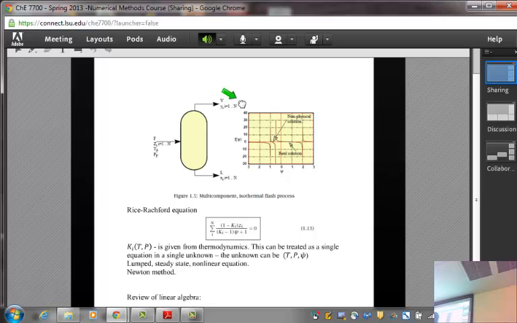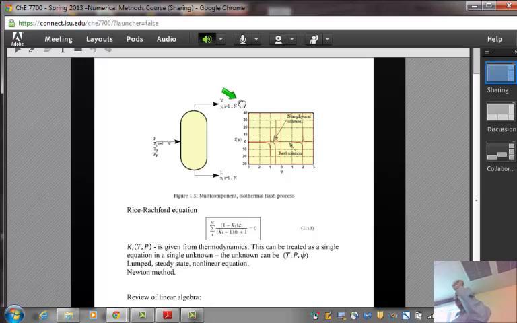Zi is the feed composition, which is known, and Ki are the equilibrium ratios. If you know the temperature and pressure, you know what the K's are. So in a specification, if I give you temperature and pressure of this flash drum, immediately I go and calculate all the K values, and they are known. So the only unknown in that equation is psi, the vapor fraction.